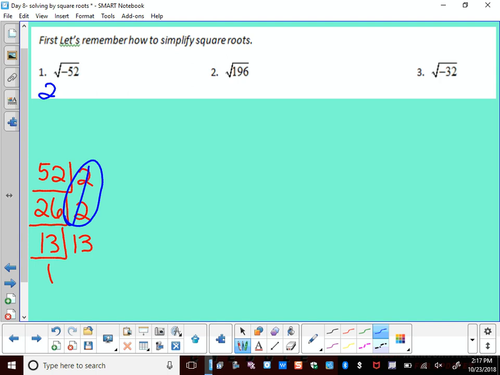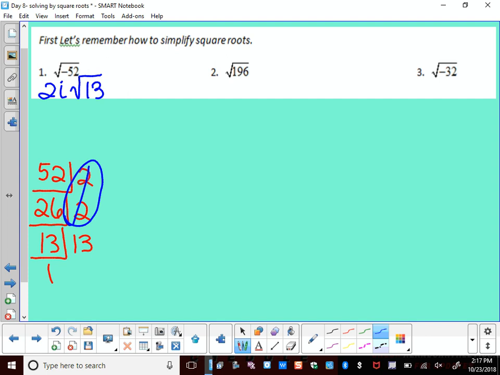Now, my negative comes out to be what? How do I read this negative out? I don't want a negative under my radical. Think back to complex numbers. It comes out as i. And then I have whatever is left. Whatever does not have a pair stays under the radical. So 13. So our answer is 2i root 13. All good?